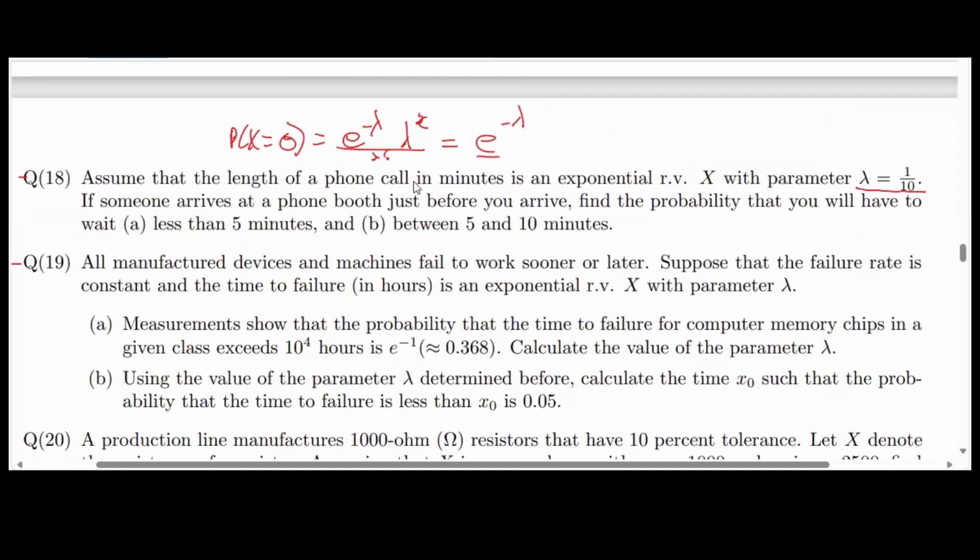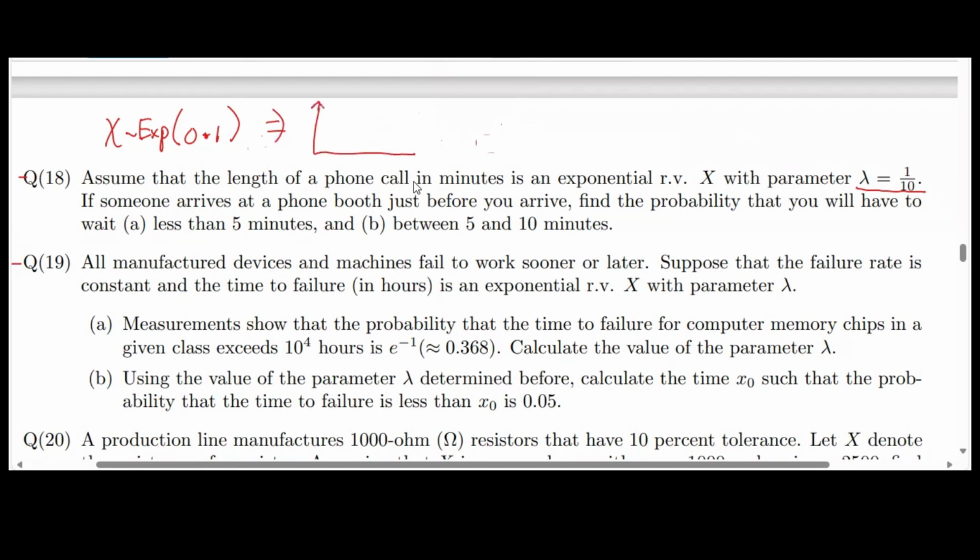We have already read the question, so we can label the distribution as exponential, and they gave you 1 on 10, which is lambda. So 1 on 10 is 0.1. That's the random variable there. They said if someone arrives at a phone booth just before you arrive, find the probability that you will have to wait less than 5 minutes, and between 5 and 10. So that's drawing the graph.